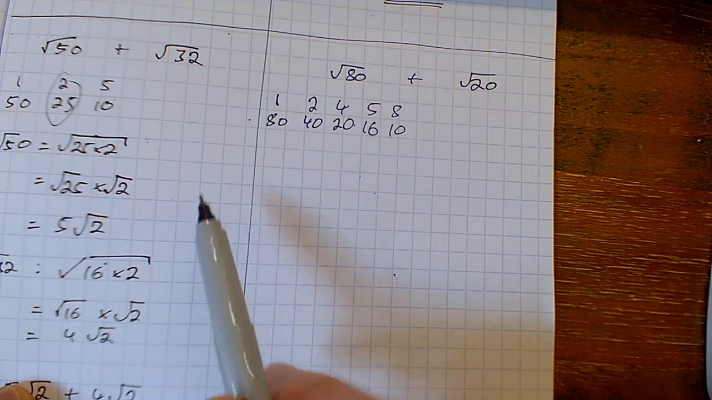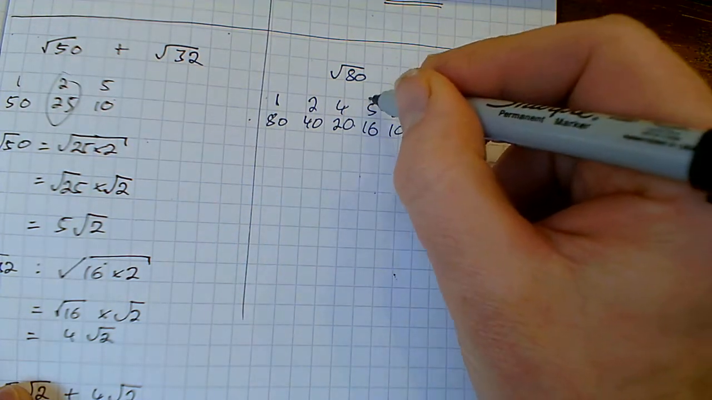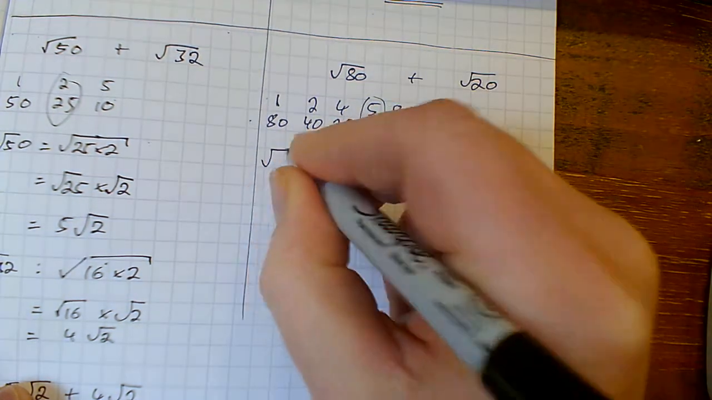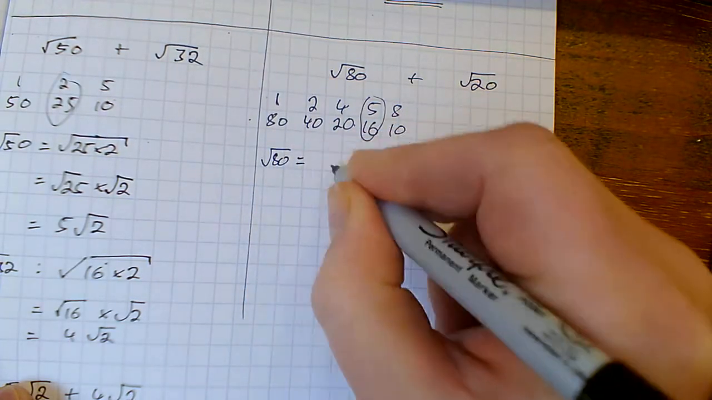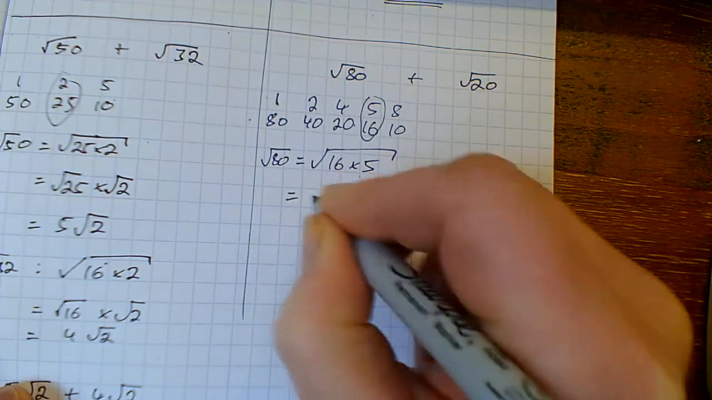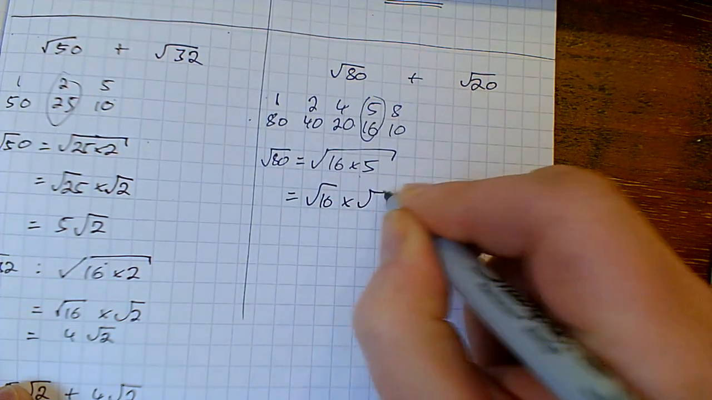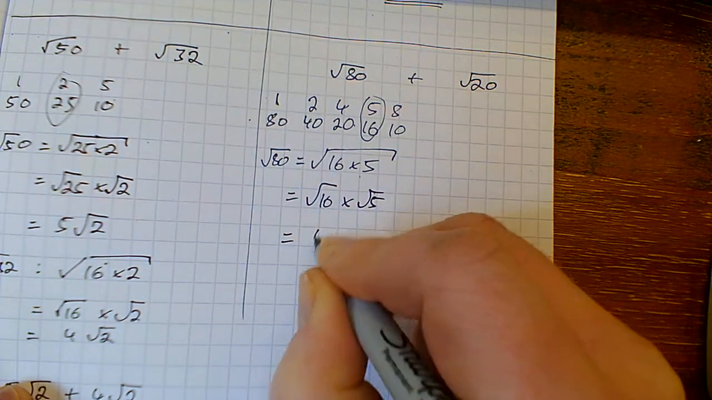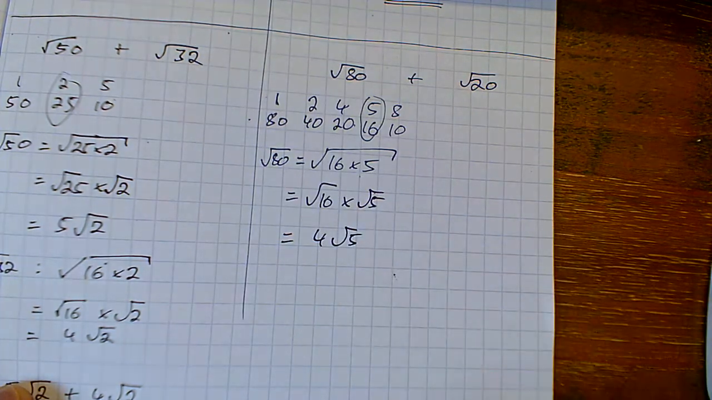Taking out the one which has got the square number in it, it's this one. So the square root of 80 is the same as the square root of 16 times 5, which is the square root of 16 times the square root of 5, which is 4 root 5.